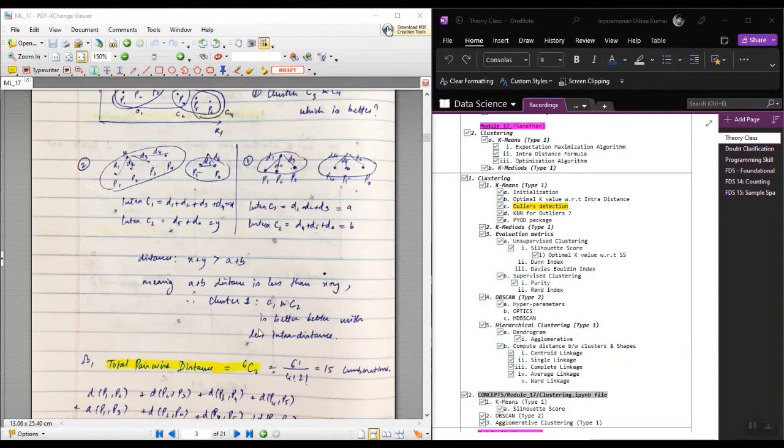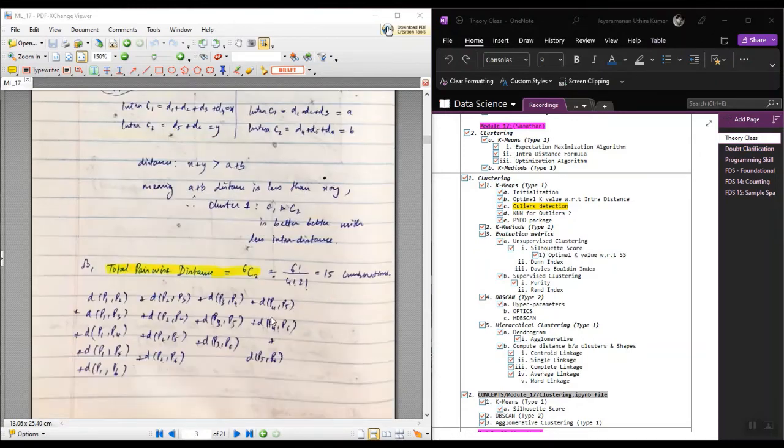Why? Because there is a condition called within distance versus across distance. In this case the within distance for C1 and C2 is less compared to the other one, so we choose this. But how do we know? Why are we doing this? We will know this using the total pair distance case.